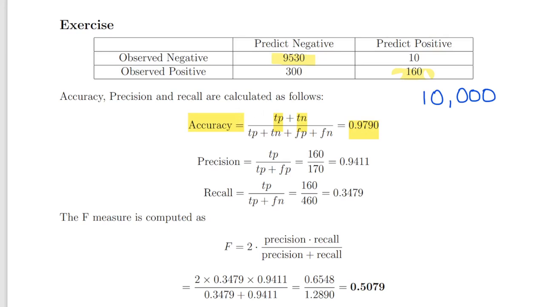Precision looks at how our predictions are doing. We make 170 positive predictions, 10 plus 160, and out of that 170, 160 are observed to be positive. So we are about 94% sure that if something is predicted positive, it actually is positive, which is great. That's 0.9411, 160 out of 170.